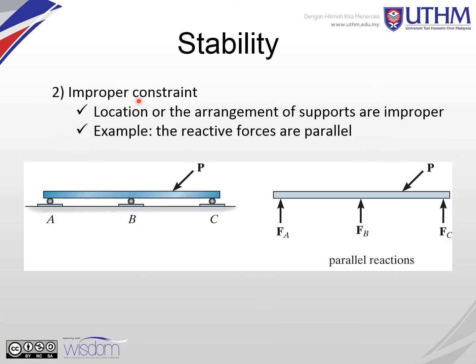Another type is improper constraint. You have 3 reaction supports, but the arrangement of the supports is improper. For example, the reaction forces are parallel. You put all the supports parallel, supporting the reaction force in Y, but then you apply a load diagonally like this. There is no reaction support in the horizontal direction, so when the load is applied, this beam will slip in the horizontal direction because there is no support to sustain the load applied from P.